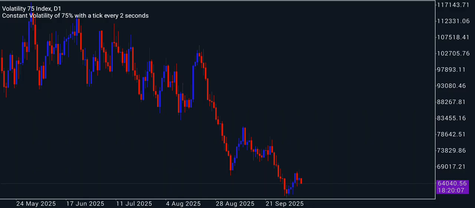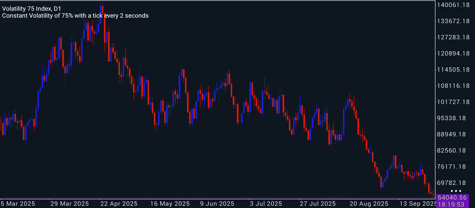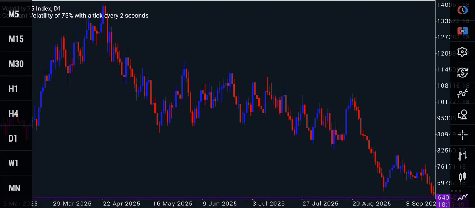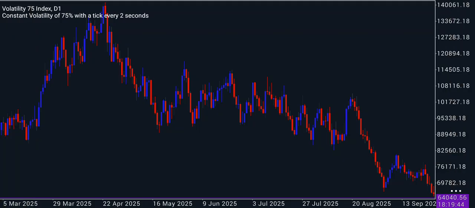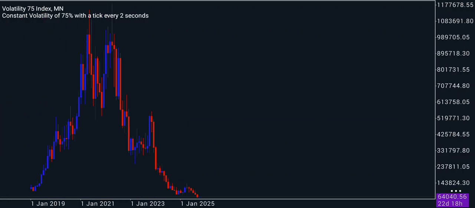Thank you. And today we are going to be analyzing some charts together, how we view the market. Usually I do top-down analysis. So first and foremost, as part of top-down analysis, we are going to analyze the market from the monthly. Let's see how the market has been doing in the past. This is Volatility Index 75. So we'll first go to the monthly and see how the market has been doing.